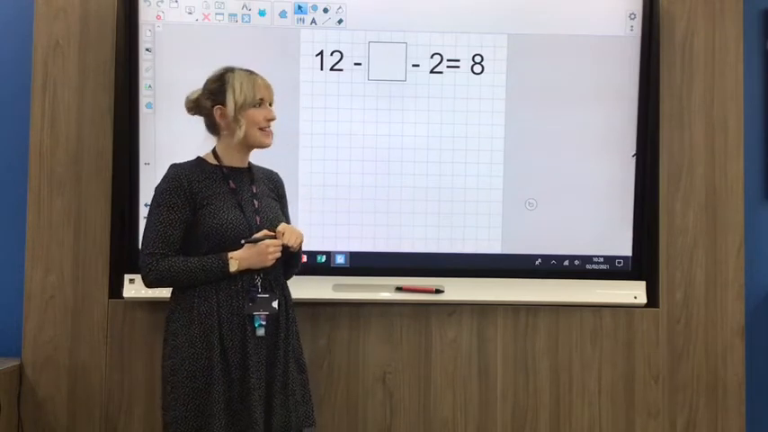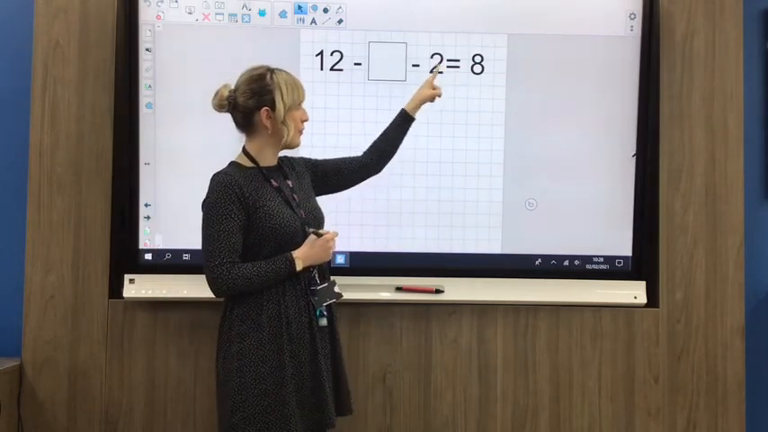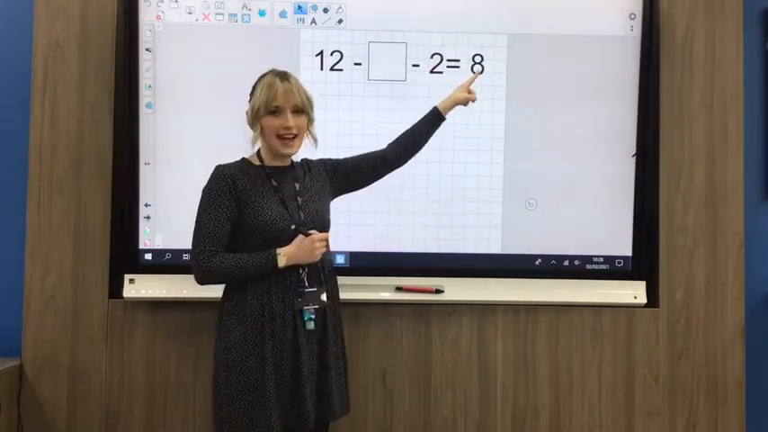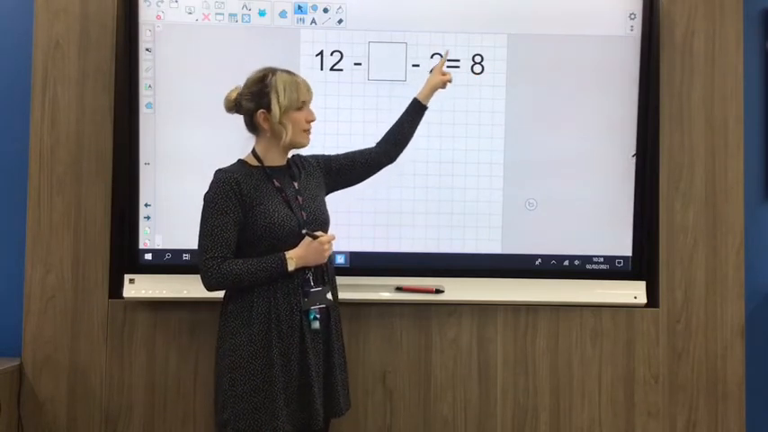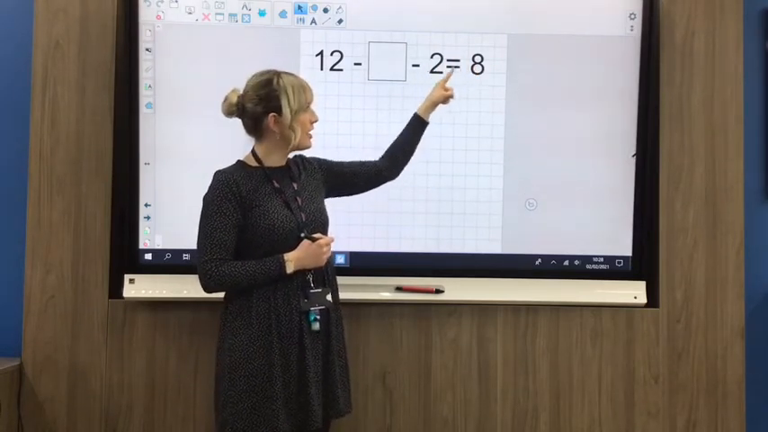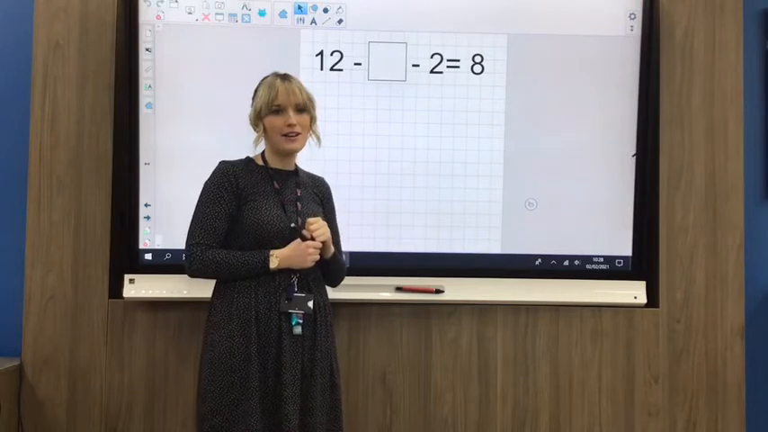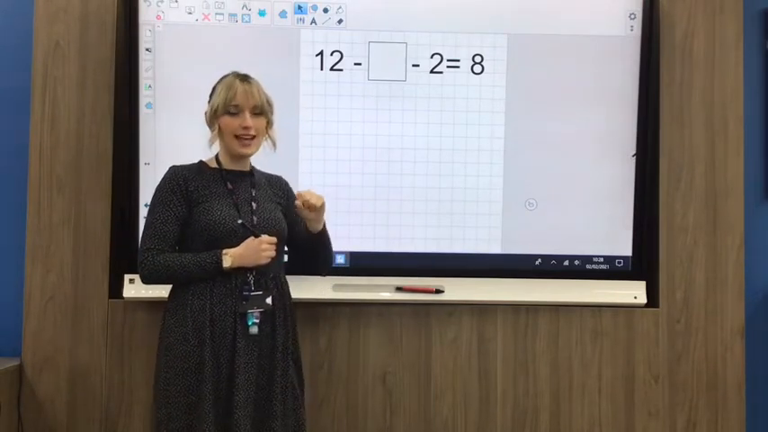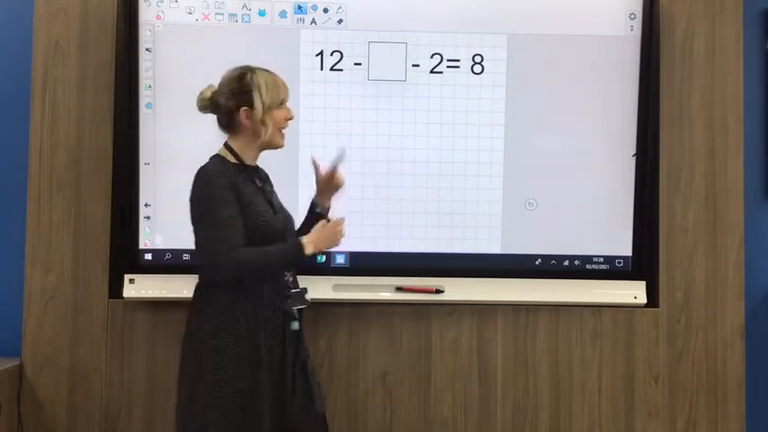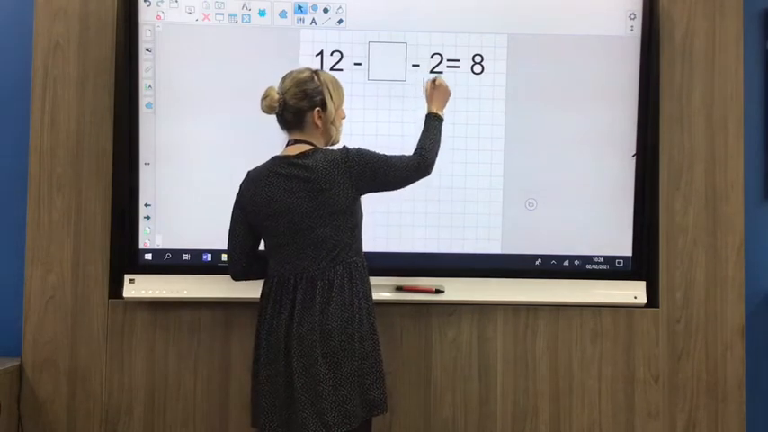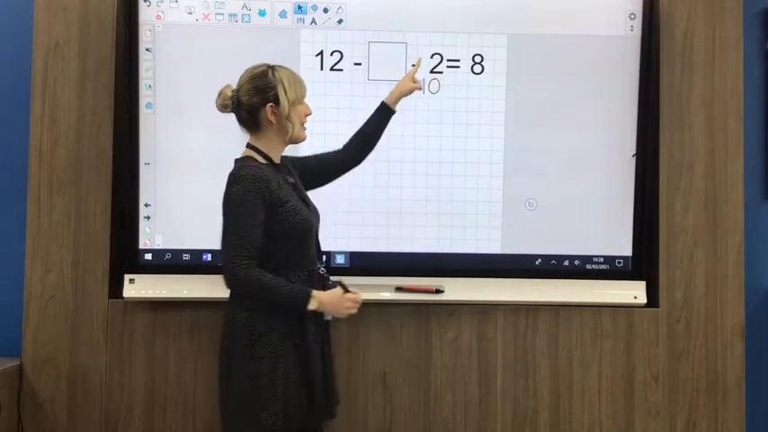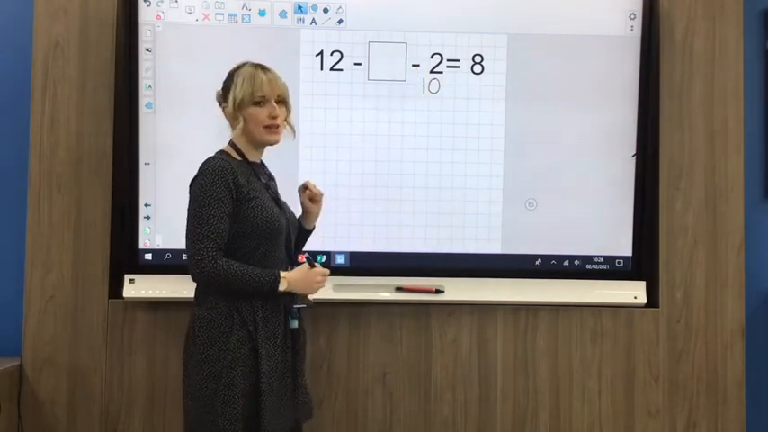Well done if you said adding. So because I took away 2 to get to 8, I'm now going to put 2 back on and add 2 to find out what my answer would have been. So 8 add 2, so 8, 9, 10. So I know, had I not taken away that 2, my answer would be 10.